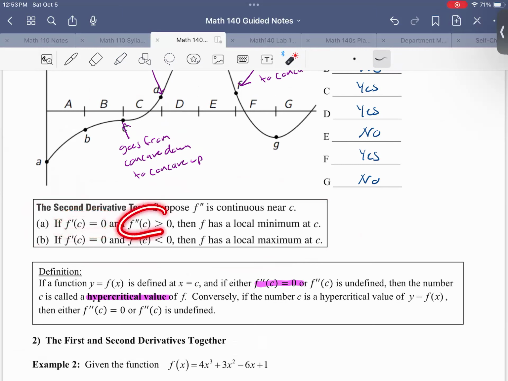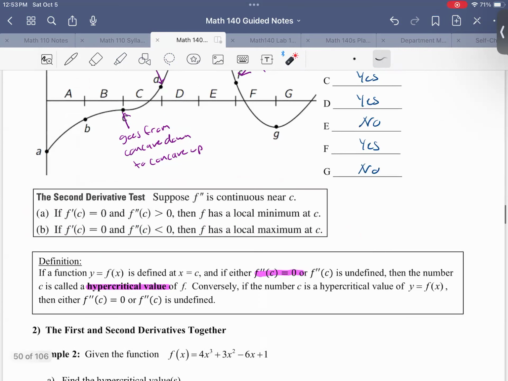And if you plug that critical value into your second derivative and it's greater than zero, then you have a local minimum. And if you take that critical value, put it in the second derivative, and it's negative, then you have a local maximum. Okay, so that is the second derivative test.